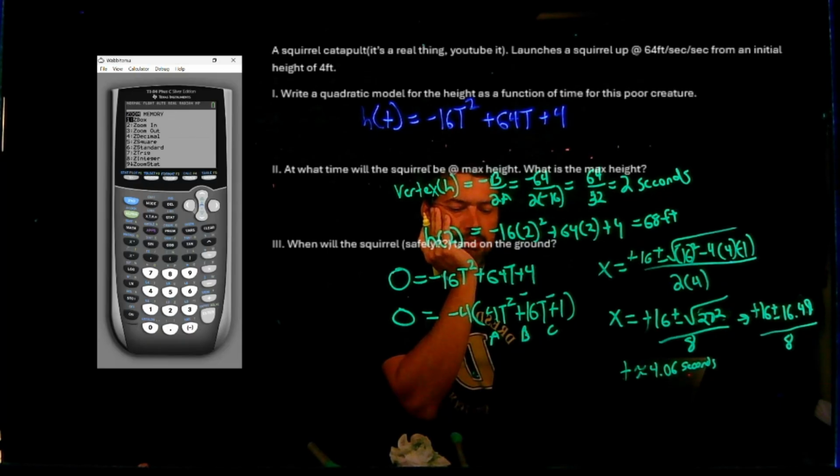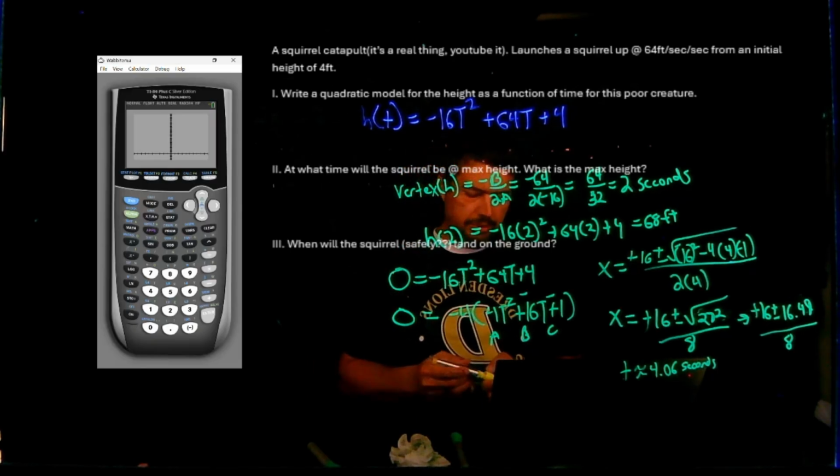Zoom 6 should do the job. Now if you want to see the actual thing, in Window settings, an X max of about 50 is good, X min at 10 is good. We know he only goes 68 feet in the air, so let's change Y max to 70. And we're going to check everything. We're going to check part 2 and part 3.